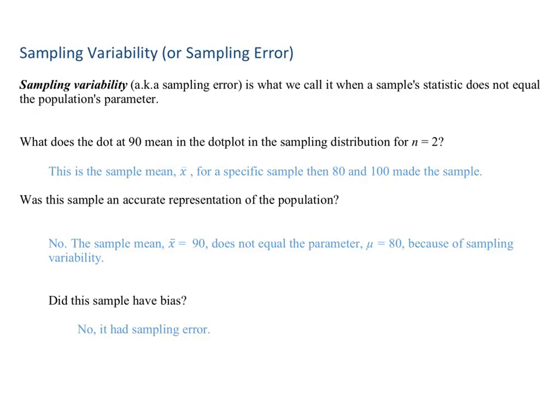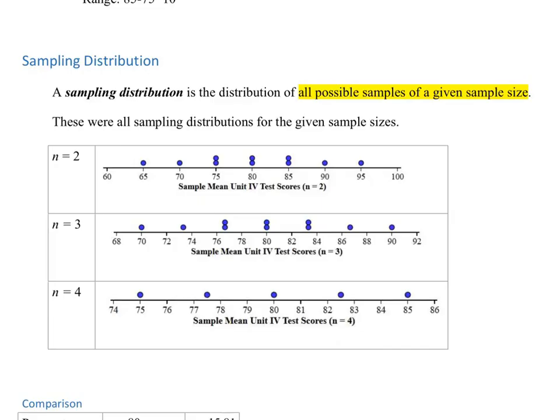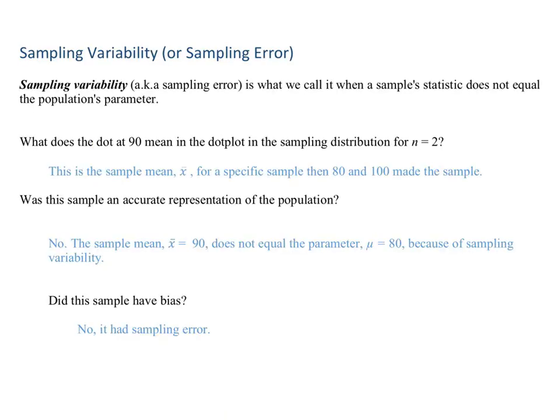So what does this dot mean? Where is this? This dot here at 90. This one is the one that we're asking about. What does this mean? That is the one sample's mean that was chosen from the 80 and the 100 being chosen. So the 80 and 100 were chosen in that one, and so its sample mean was 90. Was it accurate? Well, no. It didn't equal the population's mean.